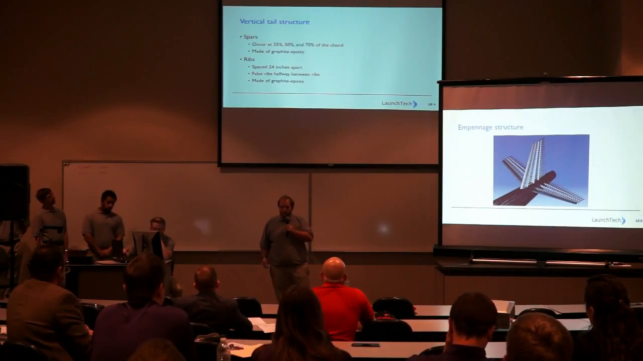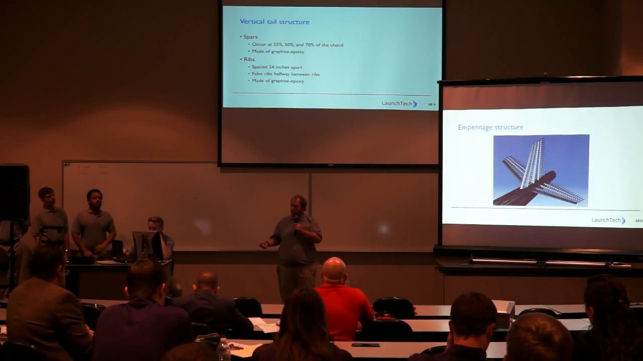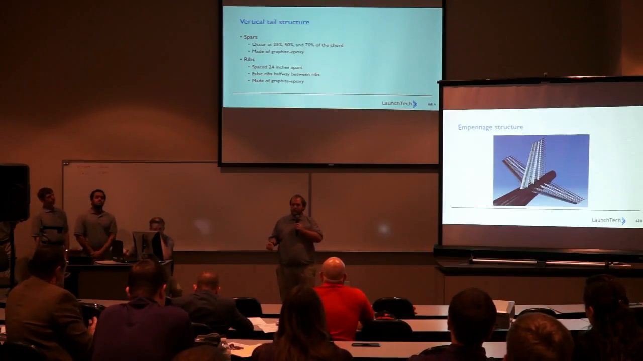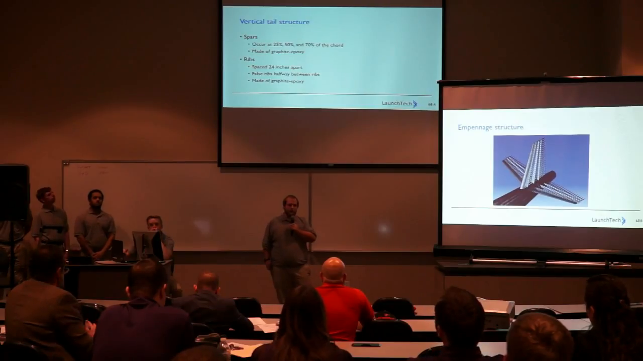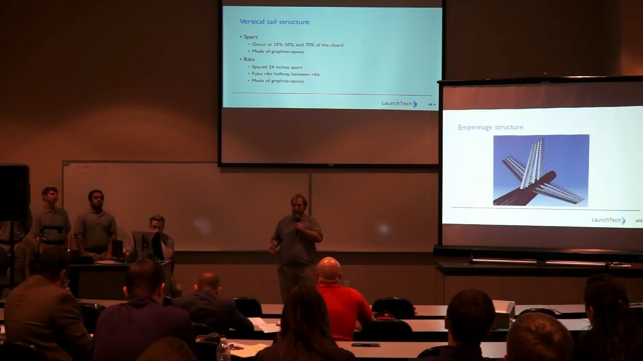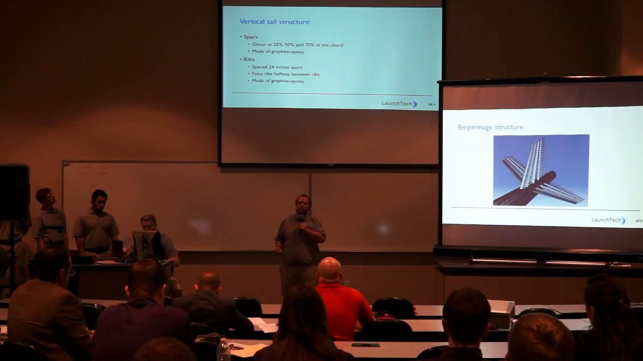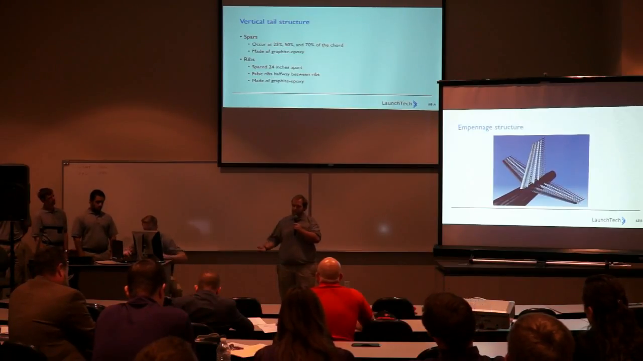And the spars in the vertical tail also occur at 25%, 50%, and 70% of the chord. They're made of graphite epoxy, and the 70% spar serves as the attachment point for the PT-1's rudder. The ribs are spaced 24 inches apart. There's a total of 20 ribs along the span of the vertical tail. There are also false ribs halfway in between each real rib. The ribs are made of graphite epoxy as well.